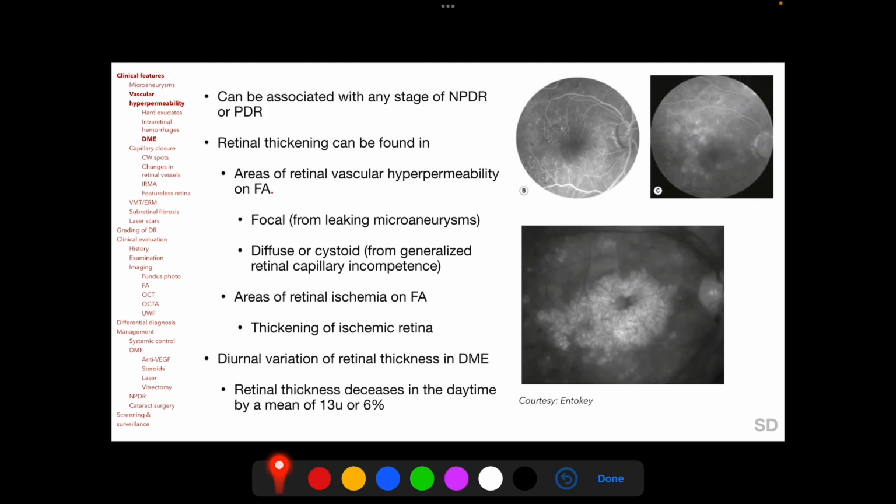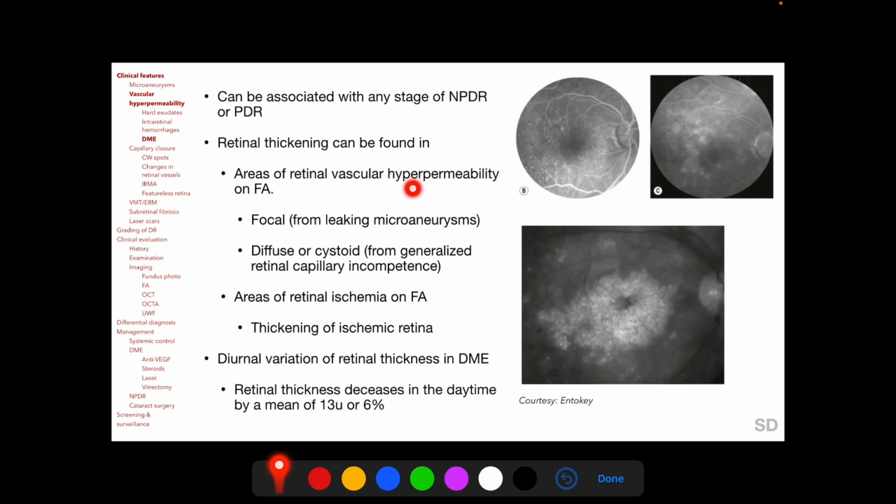Although diabetic macular edema is considered to belong to the spectrum of non-proliferative diabetic retinopathy, diabetic macular edema can be associated with any stage of either non-proliferative diabetic retinopathy or proliferative diabetic retinopathy, and the retinal thickening detected clinically or on OCT can be found either in areas of retinal vascular hyperpermeability as detected on fluorescein angiography or in areas of retinal ischemia also detected on fluorescein angiography.